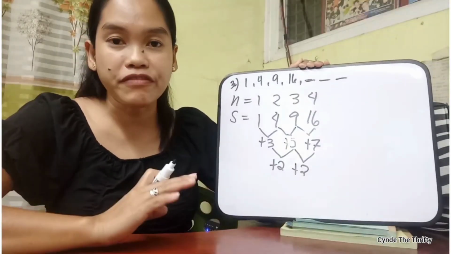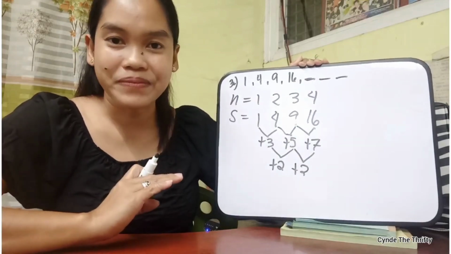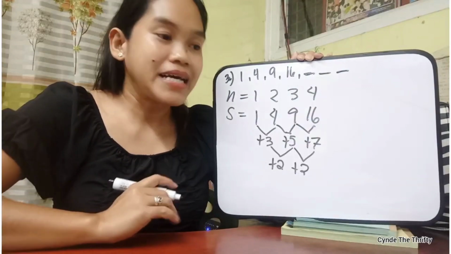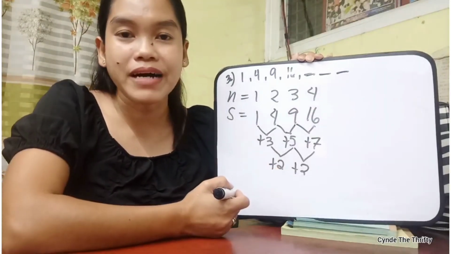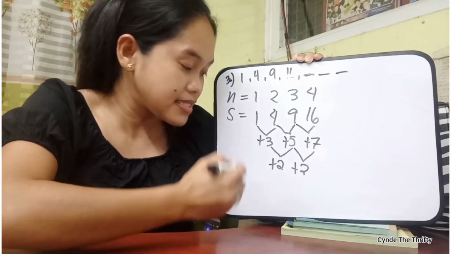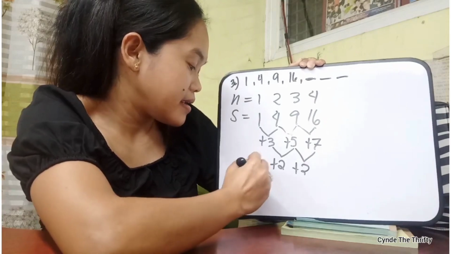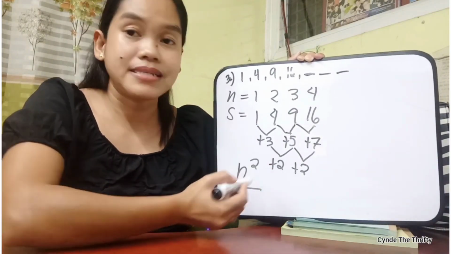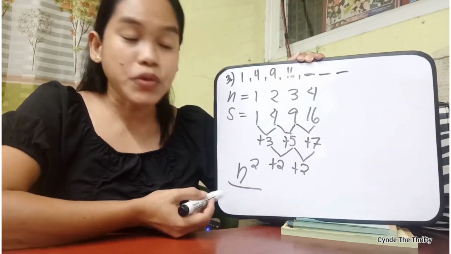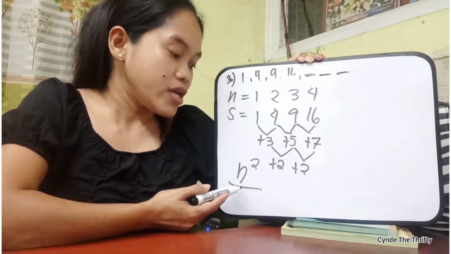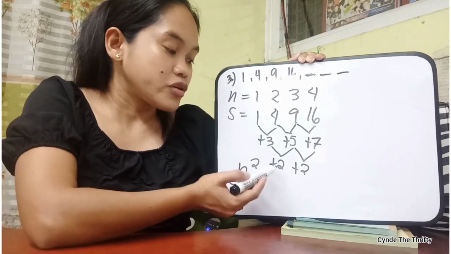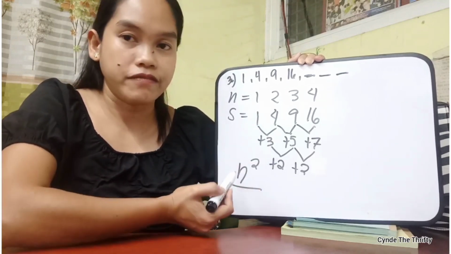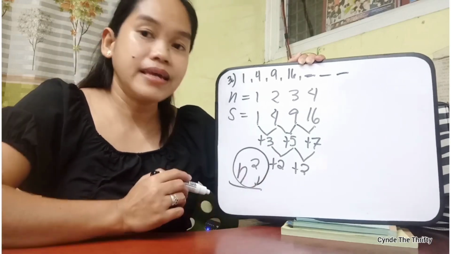So, ngayon, paano tayo mag-formulate ng ating n? Base sa ating interval. Okay, dahil pangalawang beses natin kinuha ang ating interval, so ang ating nth rule is n squared. So, yan ang ating nth rule. Dahil pangalawang beses tayong nagkuha ng interval, so ang nth rule natin is n squared. So, hindi na natin kailangang i-subtract ang ating first term sa ating interval kasi nakapangalawang interval tayo. So, ito na yung ating nth rule.